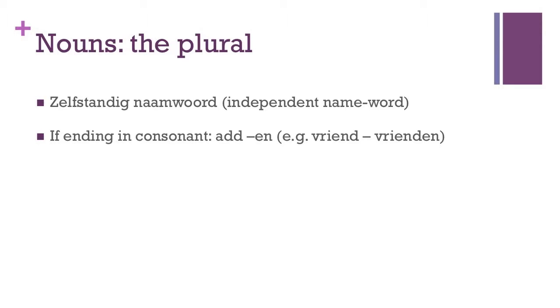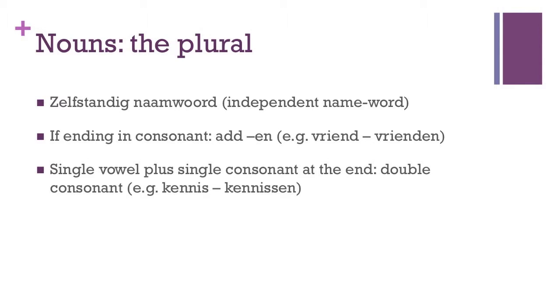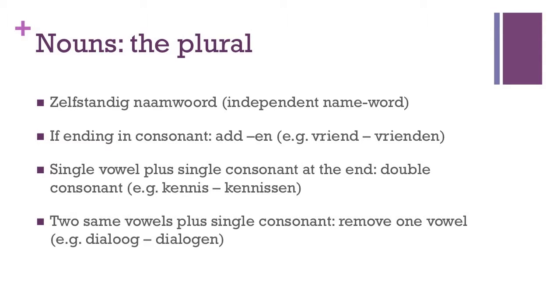It's usually the case when ending in a consonant, for example, vriend becomes vrienden. If there's a single vowel just before a single consonant, as in kennis, you double the consonant, so it becomes kennissen. If there's two same vowels before a single consonant, like the double O in dialoog, the vowel becomes single. For example, dialogen with one O.